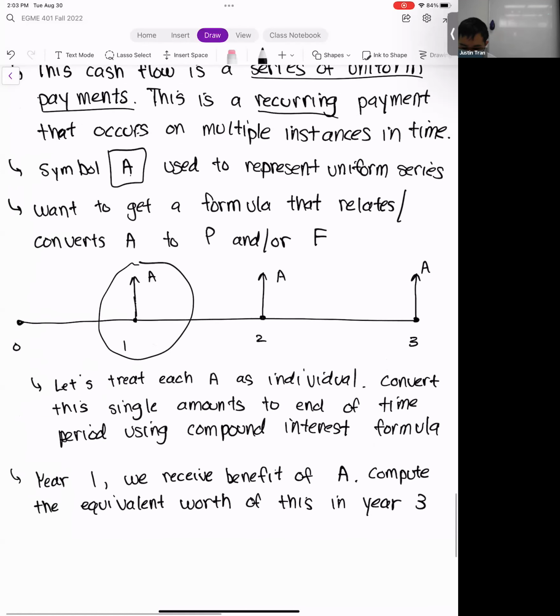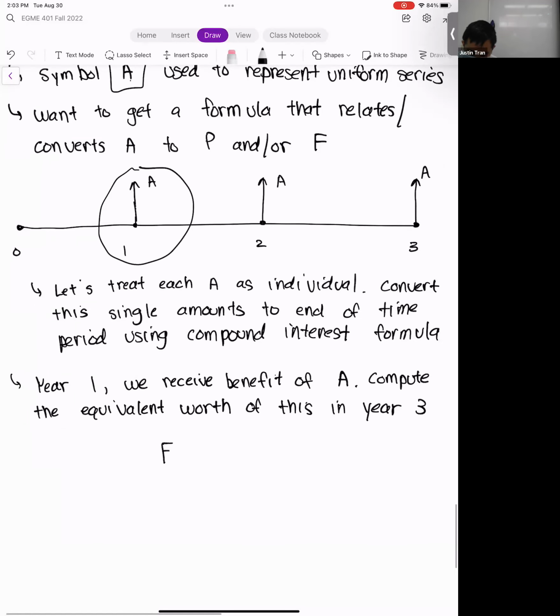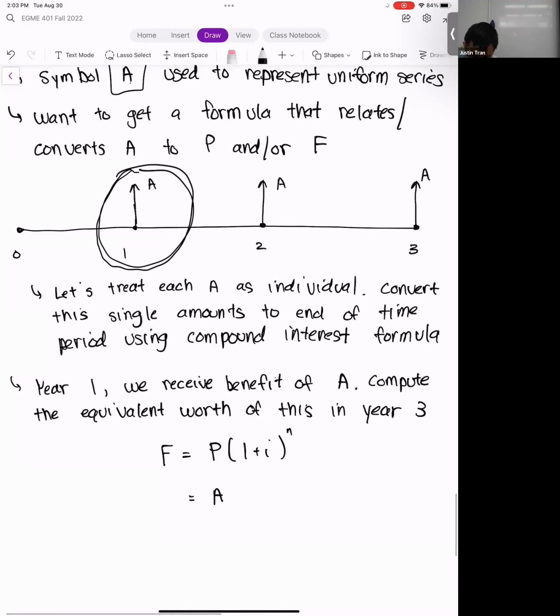All right. And so here, if we look back at our compound interest formula, we have F is equal to P times (1 plus i) raised to the n, right? The interest rate we're going to leave generic because this type of calculation works for any interest rate. And so for year one right here, let's say that we're sitting on year one, and to us, that A is a present sum, right? And so let's call this F1.